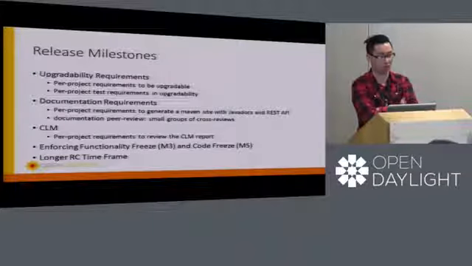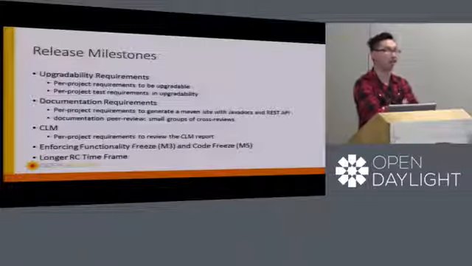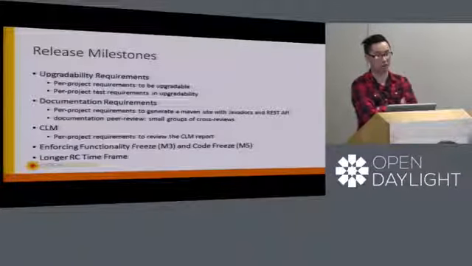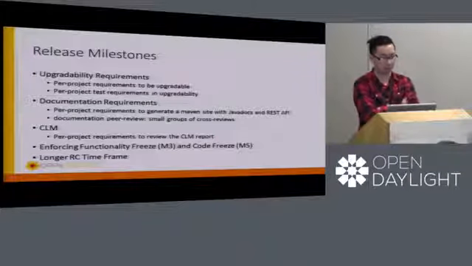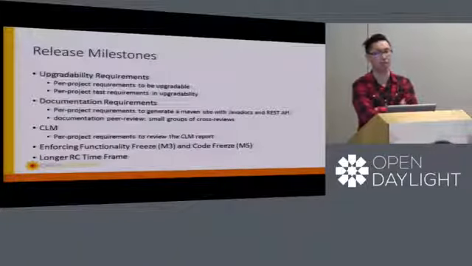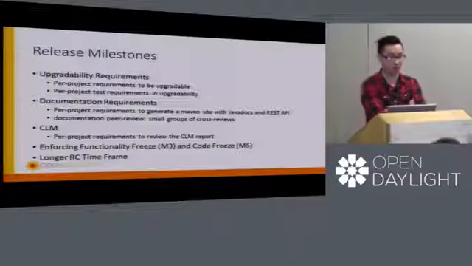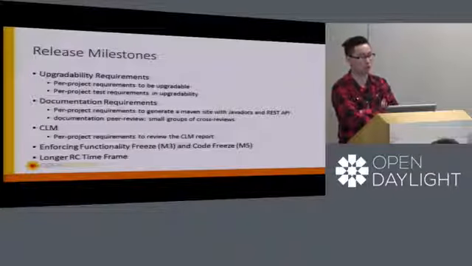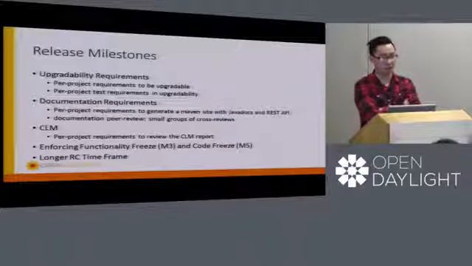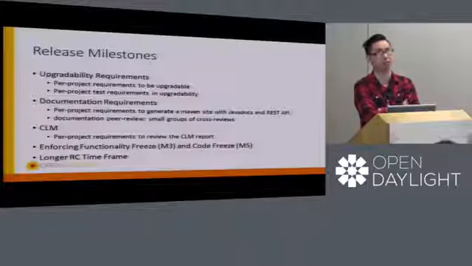And there was also discussion about adding a CLM requirement for projects to at least review and acknowledge whatever items are in their CLM report. And also some discussion about enforcing functionality freeze or code freeze more strictly during a release, and possibly a longer RC timeframe. So these were the items that were brought up in the Beryllium simultaneous release plan lessons learned section.